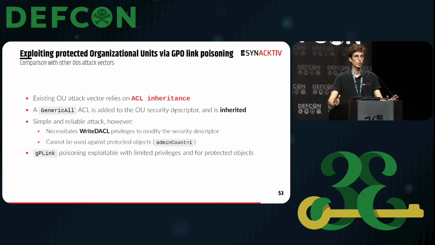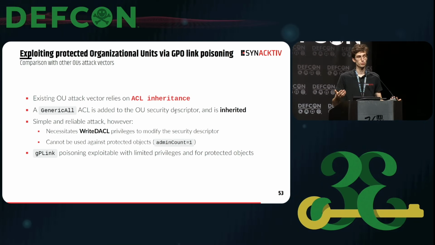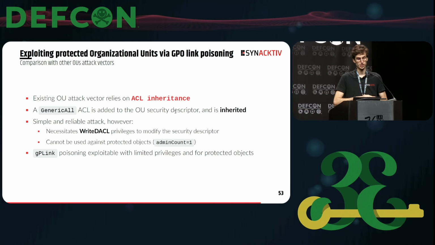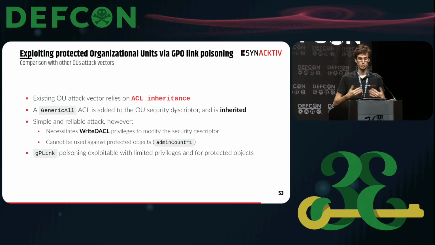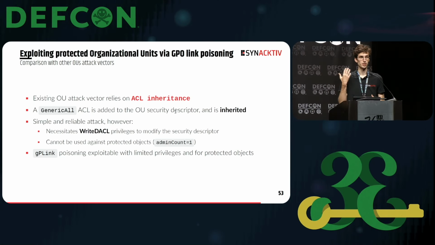So previously we only had one attack vector that was targeting organizational units that relied on ACL inheritance. And what you did was basically to add a generic ACL, for instance GenericAll, to the organizational unit container, and it was by default inherited by all the objects of the OU, which was quite neat and simple and also reliable. But this attack vector had some pretty heavy limitations. It necessitated some high privileges, so WriteDACL, and most importantly, it could not be used against what we call in Active Directory protected objects, that have the adminCount LDAP attribute equal to 1, because for these objects, ACL inheritance from the parent container is disabled.